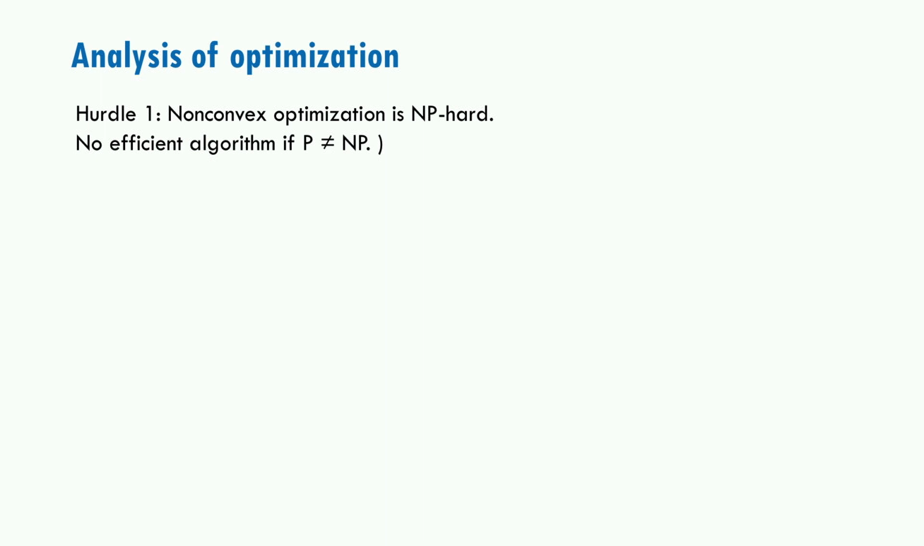So the first hurdle is that non-convex optimization is NP-hard in general. Okay, so this is from my long background in computational complexity. This is a basic tenet in computational complexity. Basically, any sufficiently complicated optimization is NP-hard.